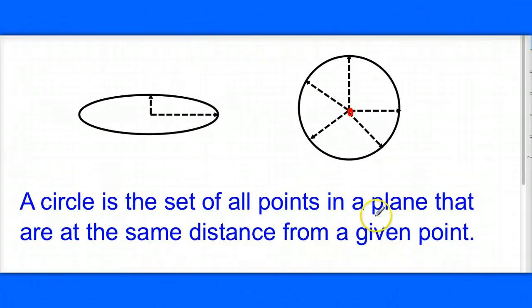And notice that it says it's a set of all points in a plane. If we didn't have this in a plane, then we'd be talking about the set of all points in space that are the same distance from a given point, and that would be a sphere instead of a circle. Let's move on and take a look at some vocabulary related to circles.